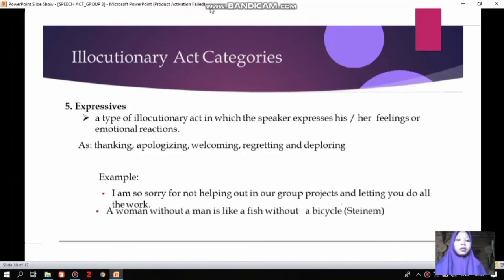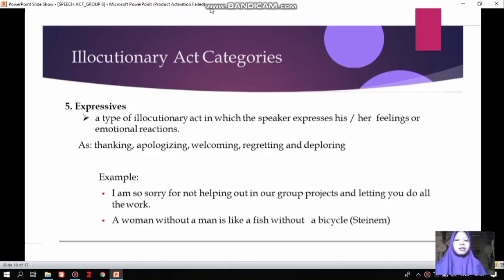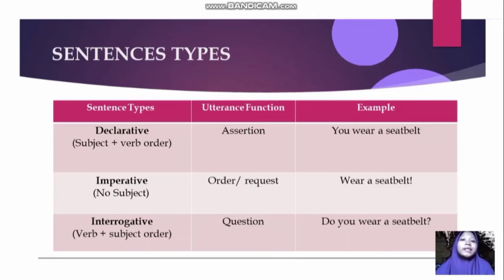And next, like the Steinem statement: a woman without a man is like a fish without a bicycle. And maybe an example from apologizing, a familiar example: I'm sorry. And another example: congratulations.